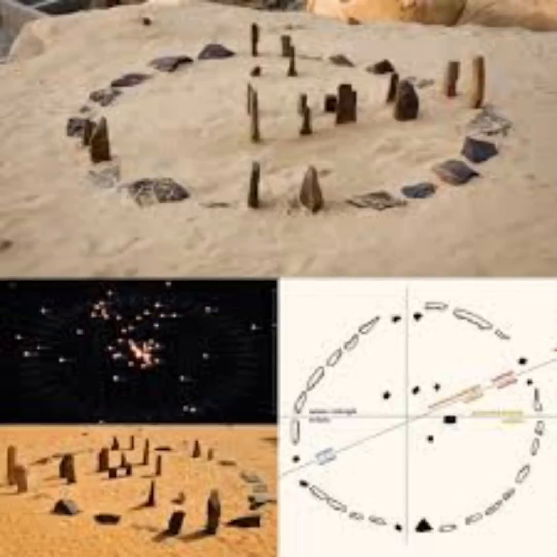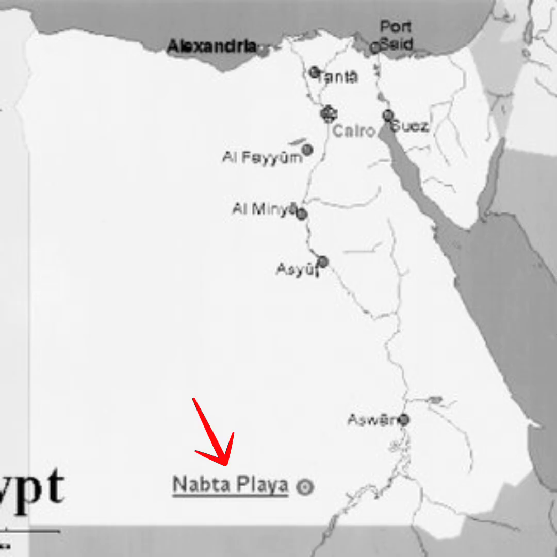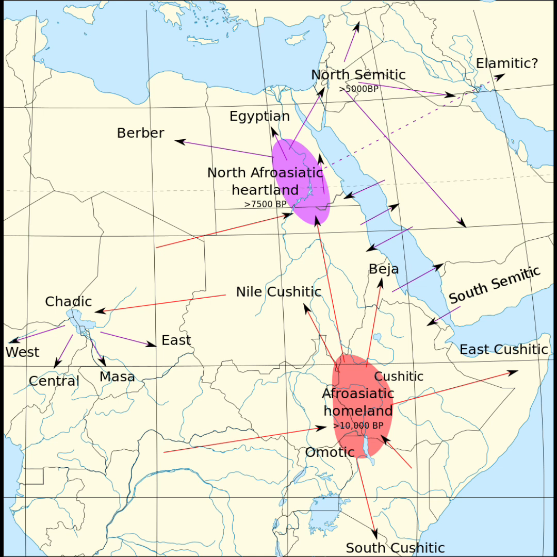Nabta. Christopher Ehret mentioned Nabta in his research. Nabta is an archaeological site in southern Egypt that dates back to around 7500 to 3500 BCE. Ehret cited the cultural and linguistic similarities between the people of Nabta and the Afro-Asiatic speaking populations of the Horn of Africa as evidence of a shared ancestral heritage.